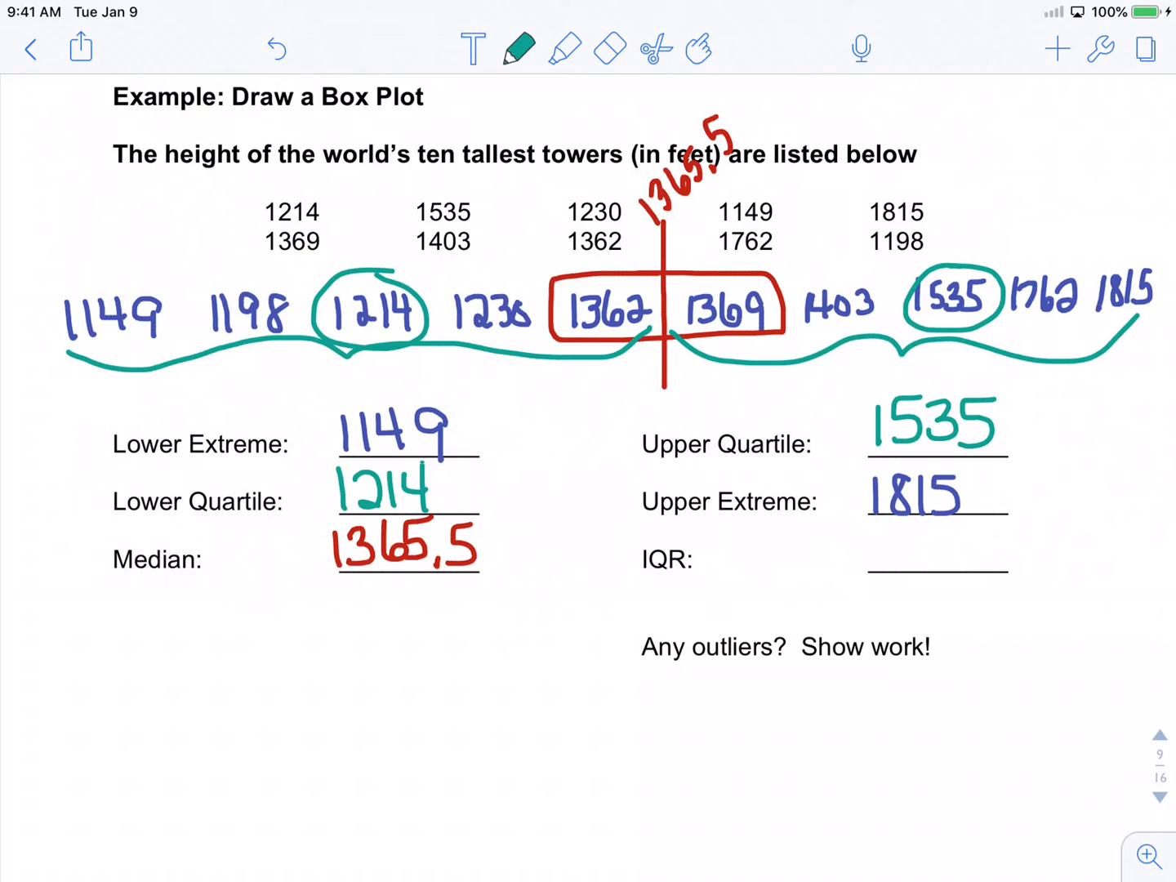If I ended up only having 4 numbers, I would have to take the middle 2 and divide them in half. So you're always finding the median. Think of the process of getting the median.